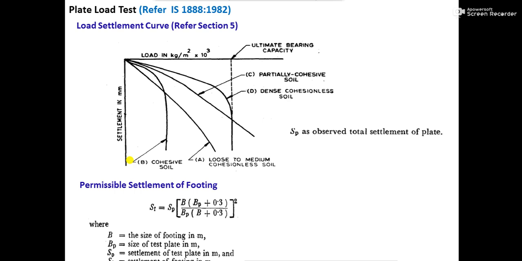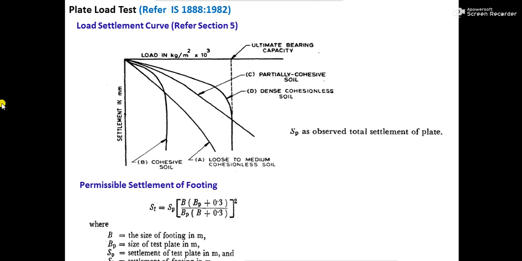And from the load settlement curve, you should be able to find out the value of your modulus of elasticity also, because modulus of elasticity is what? Stress divided by strain, right? So stress divided by strain.